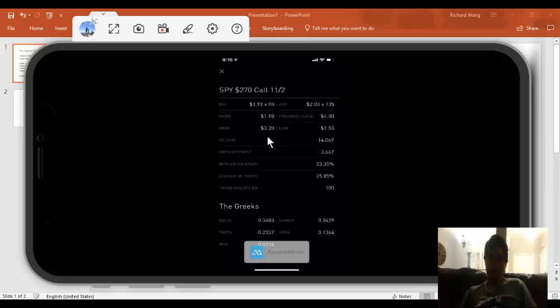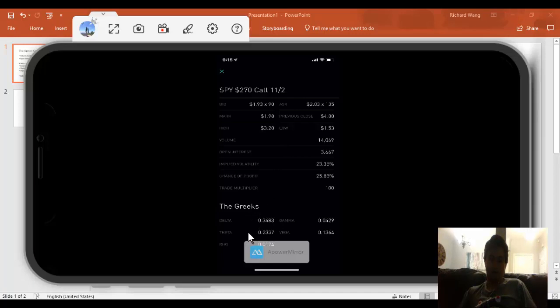And we can look at the volume. We have a good amount of people trading this today. And the open interest, the outstanding contracts, is about 3,000. And we can see the volatility, which is at 23%. Not too high, not too low. And the chance of profit, the chance of this hitting 270 on November 2nd, is 25%.